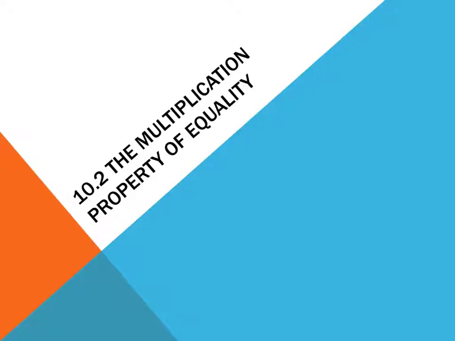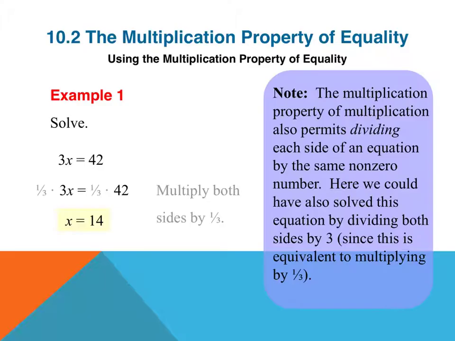In 10.2, we will be solving equations by using the multiplication property of equality. The multiplication property of equality states that you can multiply both sides of an equation by the same number and still keep the equation balanced. So it's similar to the addition property, we're just multiplying both sides.